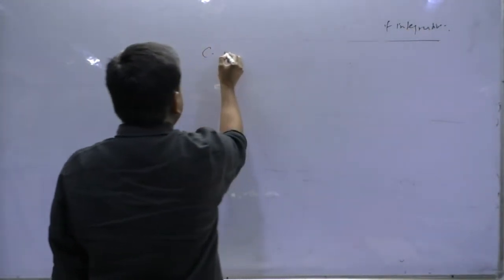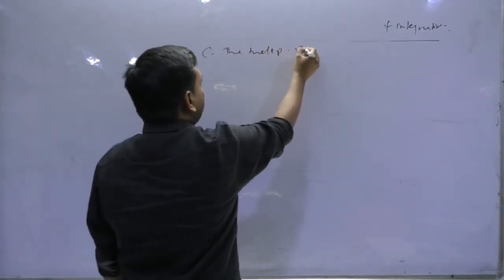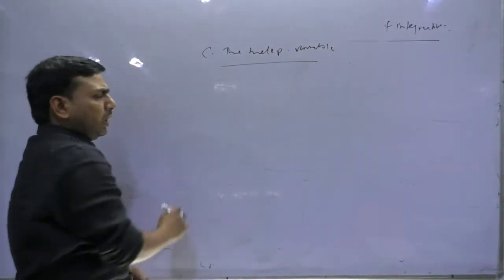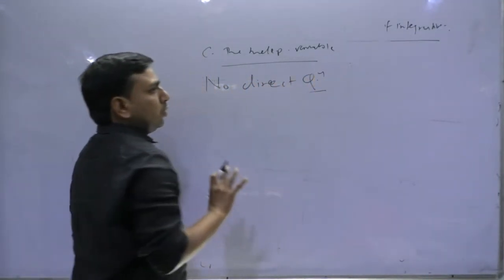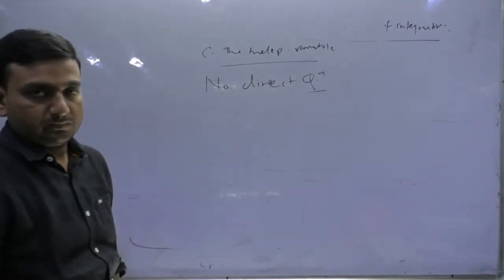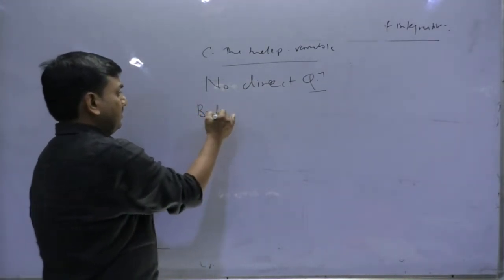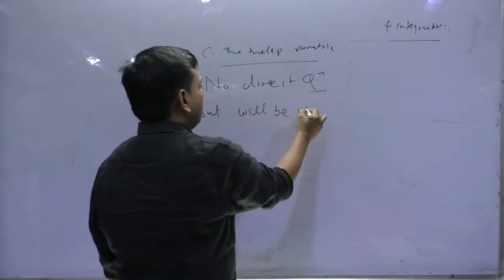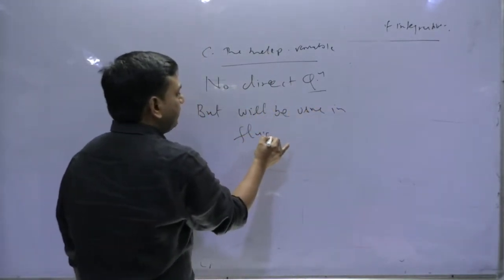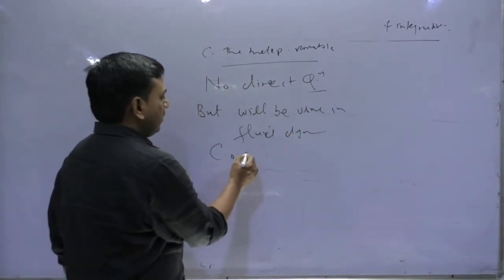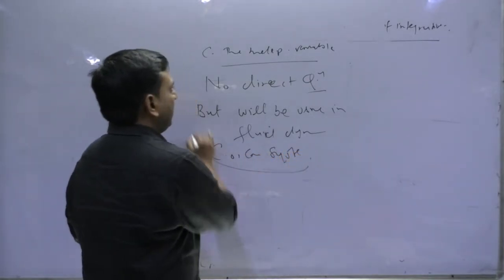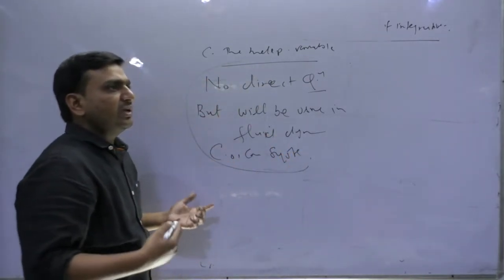The third part of the lecture is changing the independent variable. Changing the independent variable. Okay. So although there is no direct question, it will be used in fluid dynamics, pressure dynamics, that is, change of coordinate system. Wherever it comes up, you will need this type of thing.